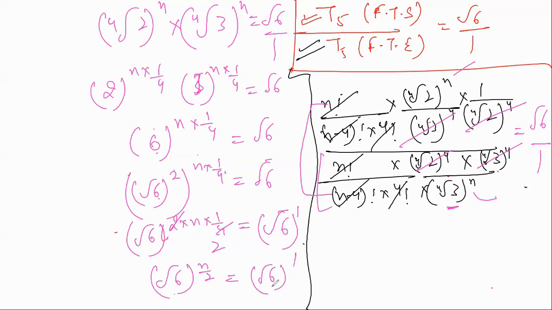Now the bases are the same on both sides, so they get cancelled out. So what is left? n over 2 is equal to 1. So n is equal to 2 is the final answer.